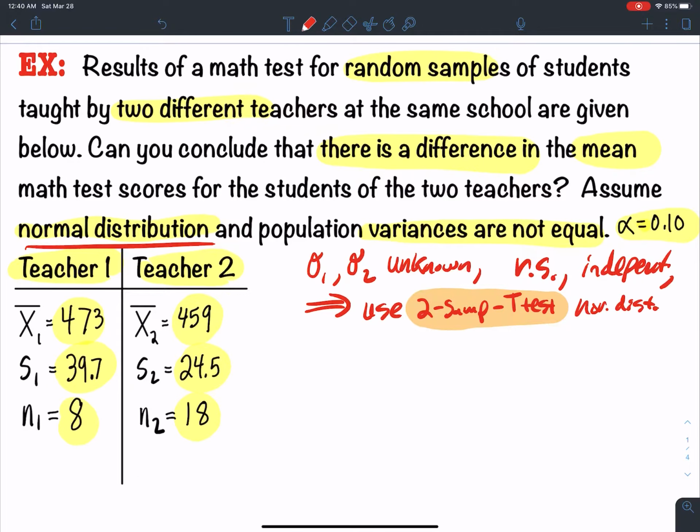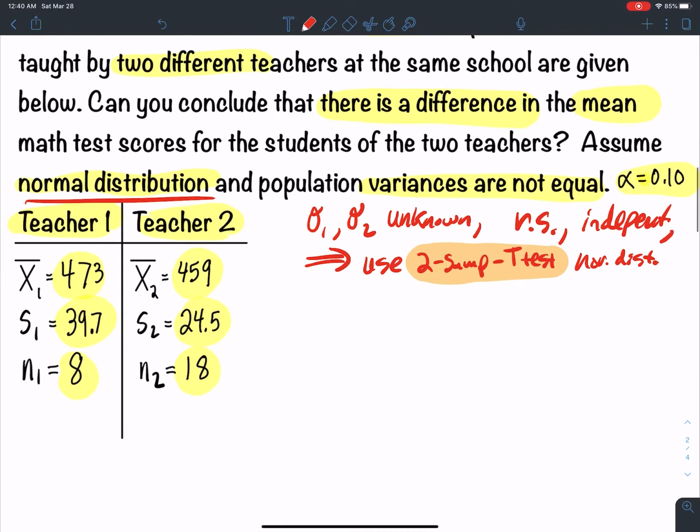So what do I do here? Well, my Ho and my Ha. The Ho, okay. What are we doing here? Can I conclude that there is a difference in the means?